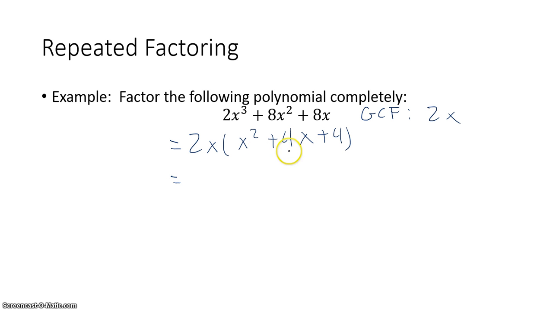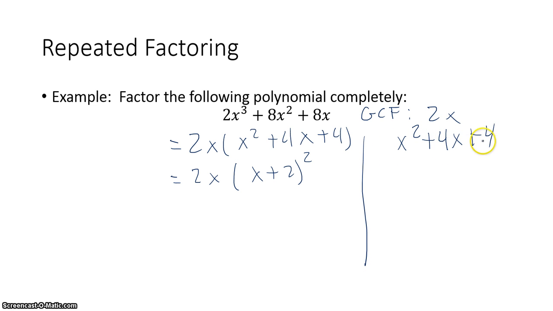Handily enough, this is one of our special forms, and this is a perfect square, so this will be x plus 2 squared.